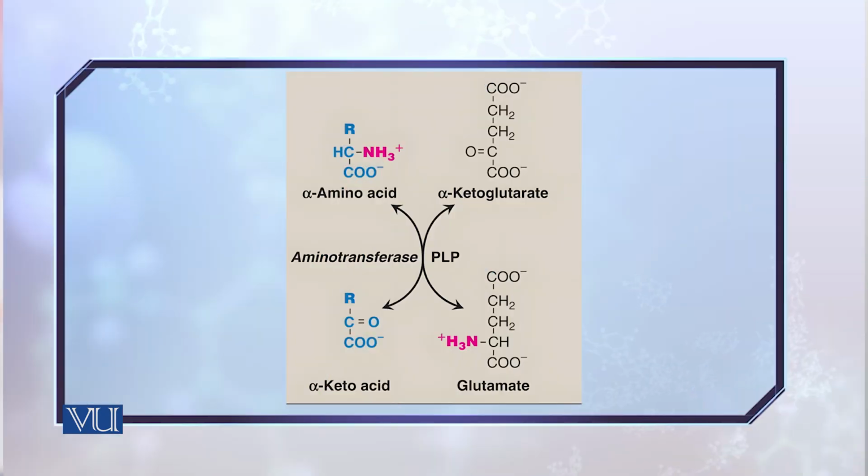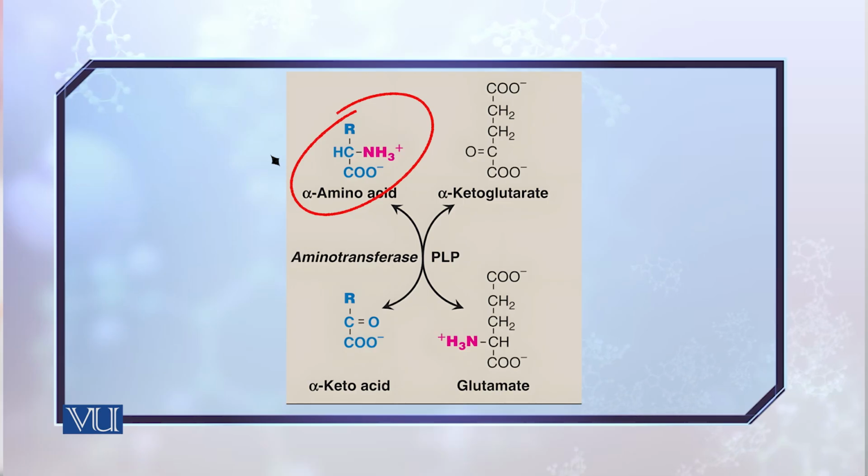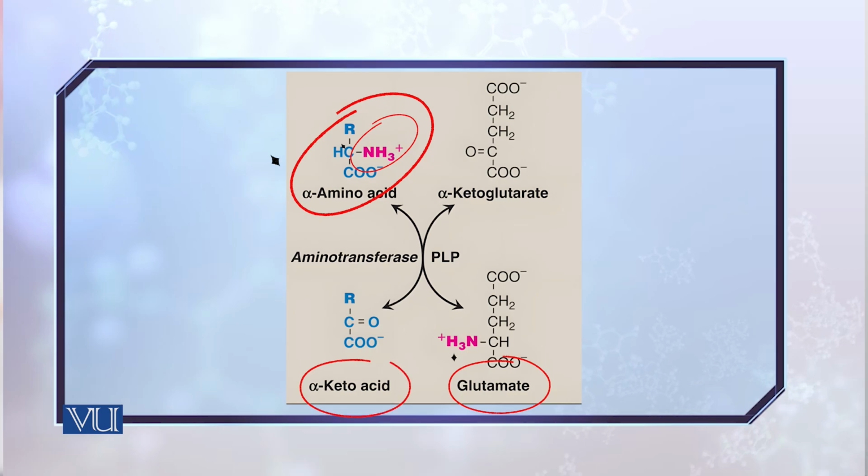For instance, let us say there is an alpha amino acid, which can be any amino acid, and it gives this amino group to a keto acid, alpha ketoglutarate, and you get glutamate, and you get a keto acid also. In this way you can see the amino group is received by the ketoglutarate. The ketoglutarate acts as the acceptor of the amino group, while the amino acid is the donor of the amino group. You get the glutamate, and along with this you get a keto acid.